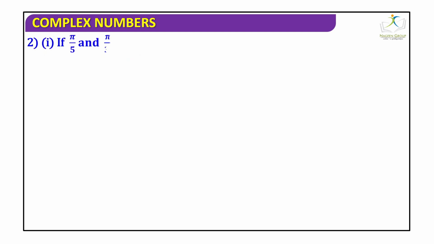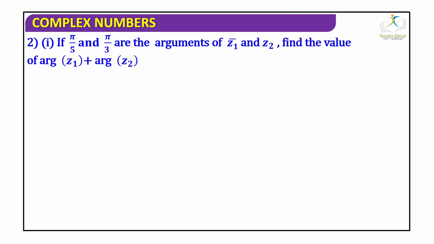Now the next question: if pi by 5 and pi by 3 are the arguments of, we have here pi by 5 and pi by 3. ये क्या है? Arguments हैं. किसके argument हैं? z1 bar के और z2 के. Find the value of argument of z1 and argument of z2. आपको find out करना है argument of z1 और argument of z2.